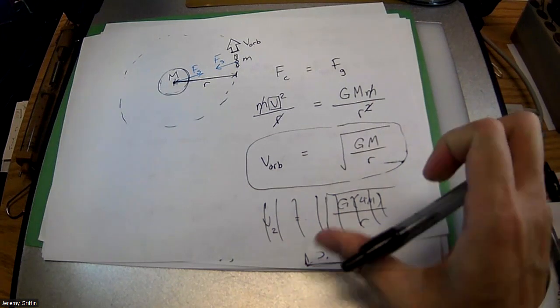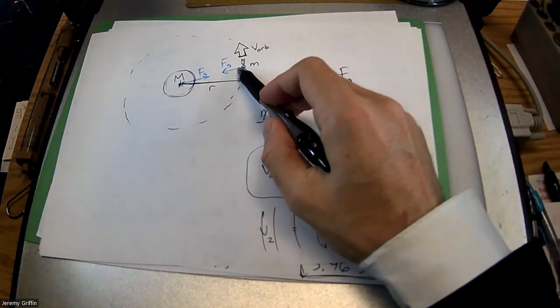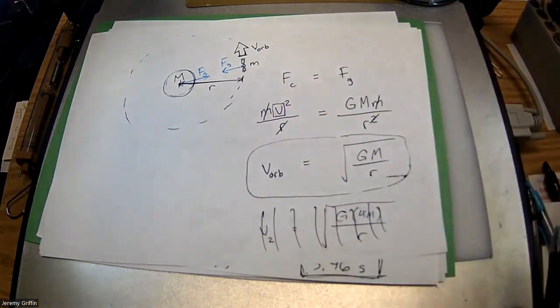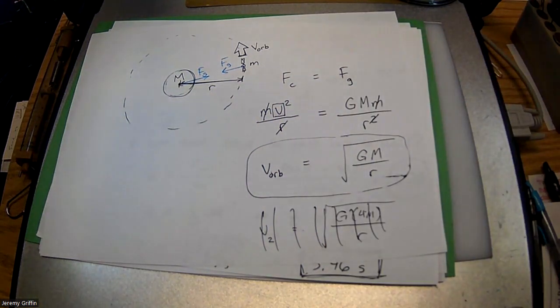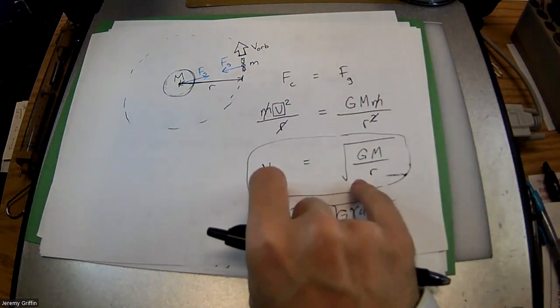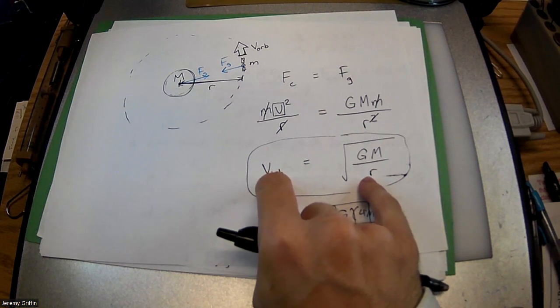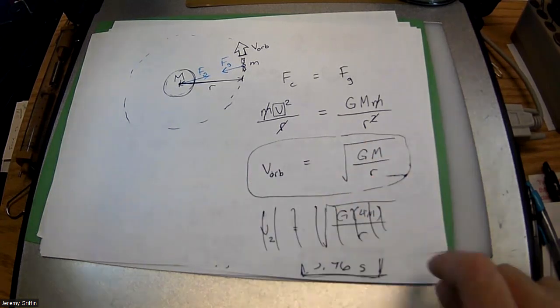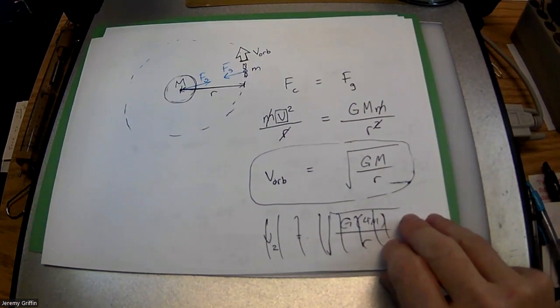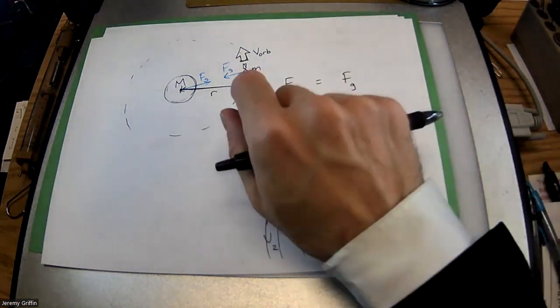What if you backed this satellite up to 4 times the distance from the center? What happens to orbital speed? Half. Yeah, it's half the speed. You get 4 times as far away, you have half the speed, just 1 over the square root of 4. Okay. One more question.